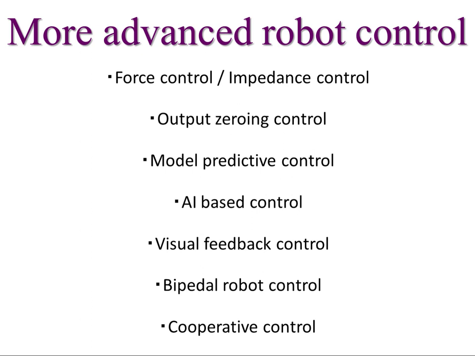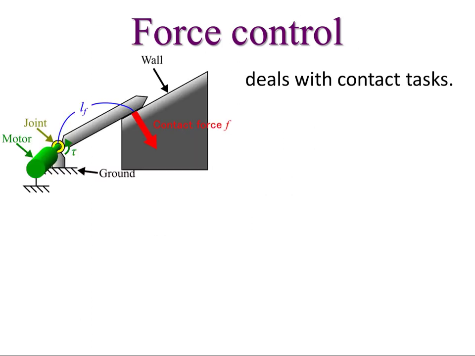This week, I would like to introduce some more advanced robot control described here. Force control has been proposed as a control method that takes into account the case where the robot is in contact with an object. When the robot performs a task, the robot comes into contact with an object. In such a case, we may want to control the force applied by the robot to the object as desired.